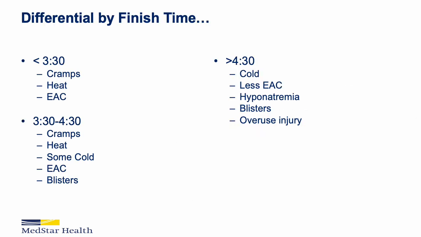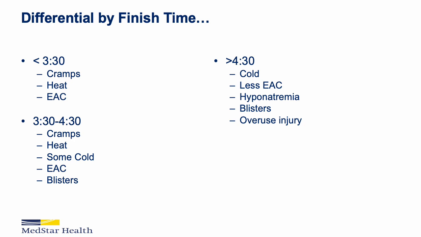Recognize that there are some differential diagnoses that may be associated with different finish times, especially in a marathon. Our faster runners, those who come in less than 3 hours and 30 minutes, we're more likely to see things like exercise-associated muscle cramps, heat illness, exercise-associated collapse. Between 3:30 and 4:30, again, we see cramps, heat. We may see some hypothermia. We'll see some exercise-associated collapse. We'll start seeing some blisters.